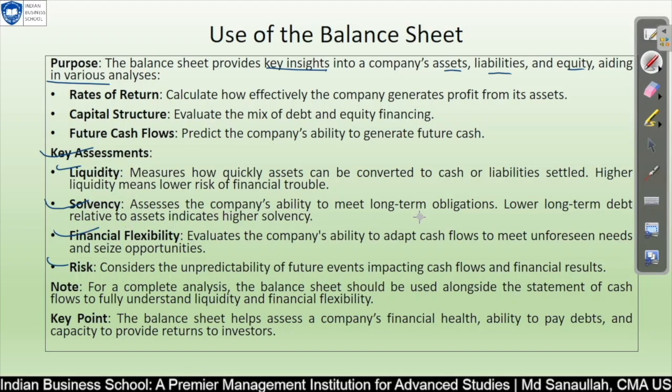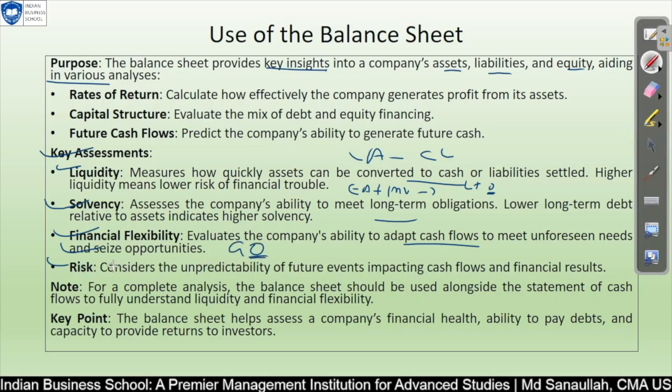Solvency is for long term and liquidity is for short term. How much current asset we have to meet our current liability, how much long term asset or fixed asset or investment we hold to meet the long-term obligation. Financial flexibility evaluates the company's ability to adapt cash flows to meet the unforeseen need and seize opportunity. So how much cash and other things we have so that we can easily grab the opportunity.